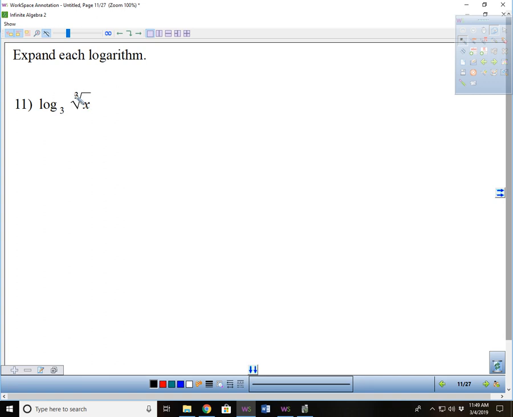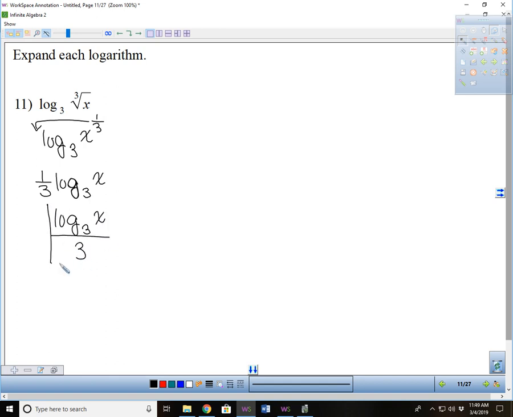All right, same thing here, only this is a cube root. So I've got x to the 1/3 power, and then you're going to do the same thing. Pull the 1/3 to the front. But I don't like leaving that 1/3 out there. So instead of multiplying by the fraction, I'll divide by 3. So multiplying by 1/3 is the same thing as dividing by 3. And then I am done.